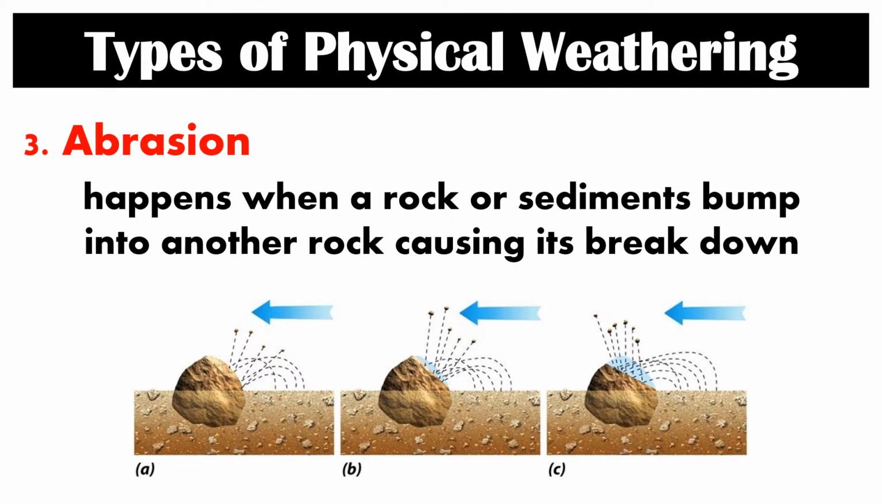Next is abrasion. So this happens naman when a rock or sediment bumps into another rock, causing its breakdown. Tulad ng nangyayari sa picture. Sediments na kasama ng wind will abrade, i-scrape niya yung rocks na tatamaan nito. And the friction between the sediments and the rock will cause its breakdown.